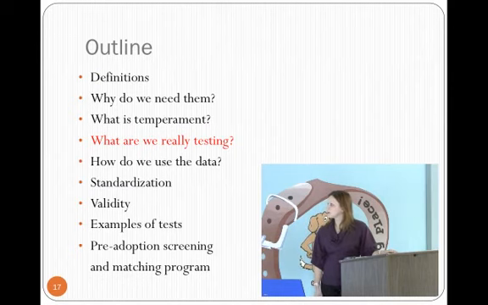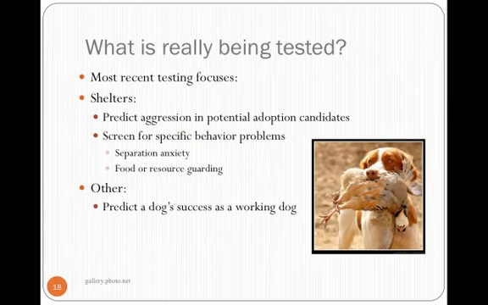So now let's look at what are we really testing, since we've already confused everybody with what the definitions are. Most of the recent testing that has been put out there is really looking at shelters, and the primary tool that they're doing is to look at predicting aggression and potential adoption candidates. And as I stated before, that's obviously a major public health concern.